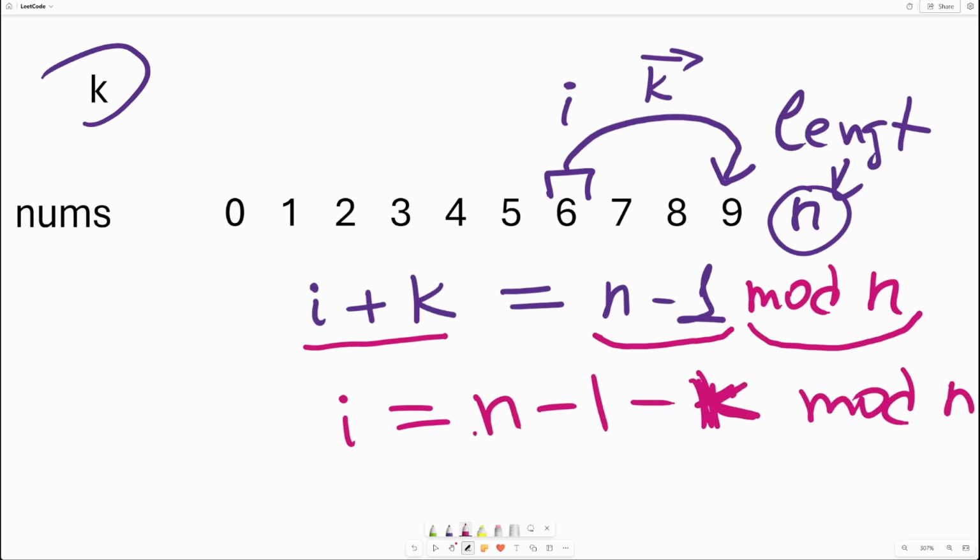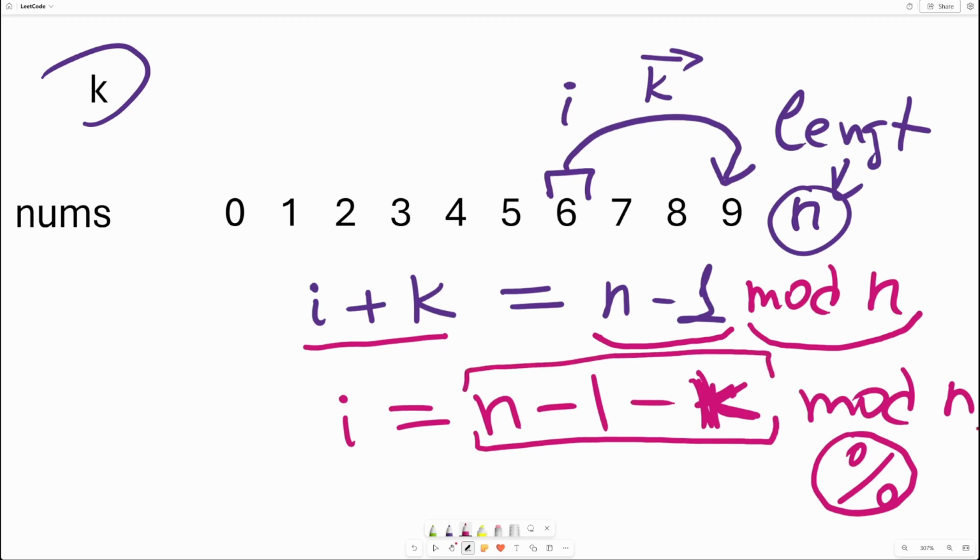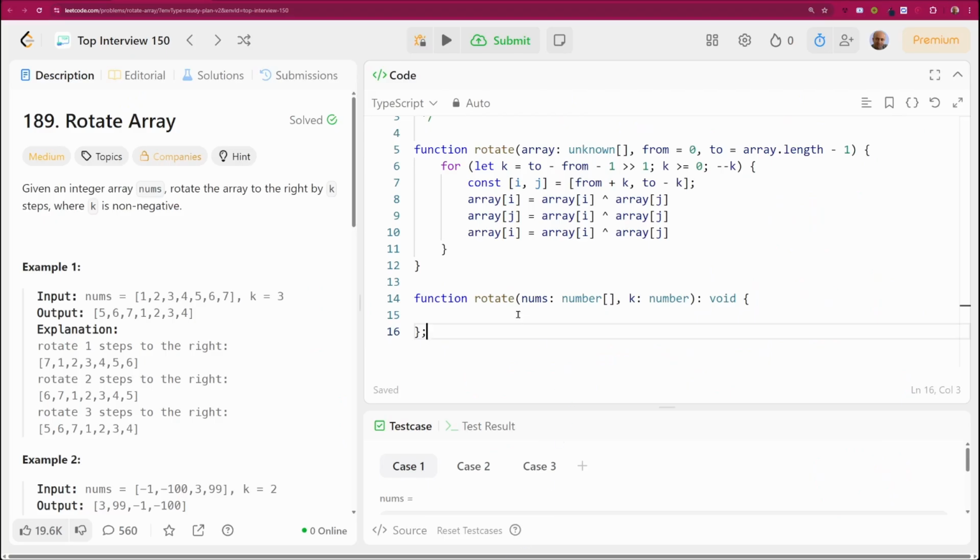Basically, now the problem with this is we're going to use, to calculate the remainder in JavaScript, the percentage operator. And the percentage operator may return a negative value sometimes when this number is negative. So we have to take care of that as well. Okay, let's go back to implementation now.